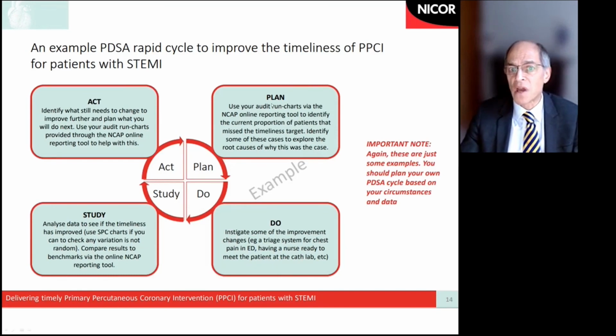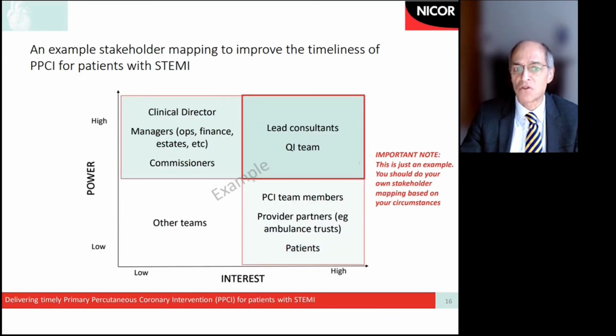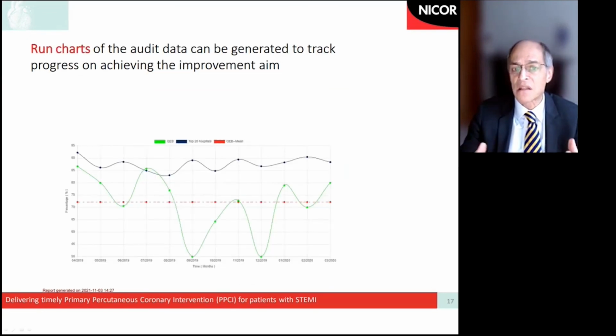And then you need to create a plan, do, study, and act cycle, a PDSA cycle. This pack tries to give you some clues and tips about how you might do that. You need to engage with the appropriate stakeholders who may be of increasing power and of increasing interest. Then, having done that, you can use the tools to create run charts of how you are performing over time to see whether you're improving, getting worse or getting better. And then you can generate further plans to try and make things better still.